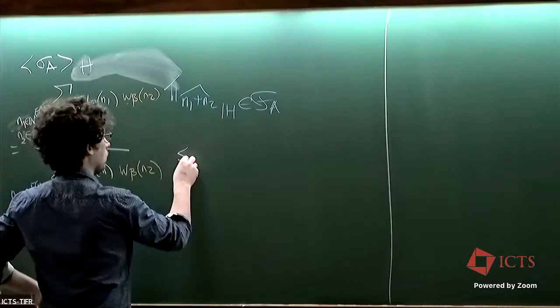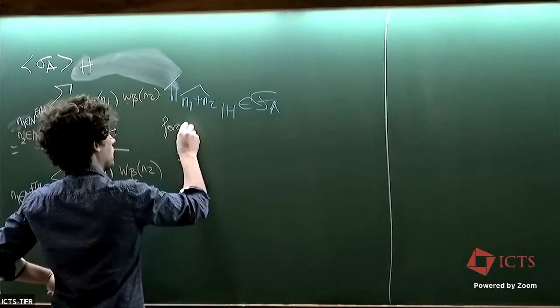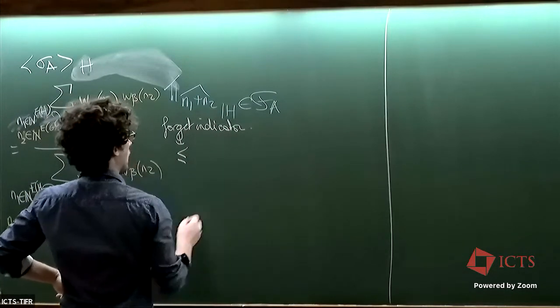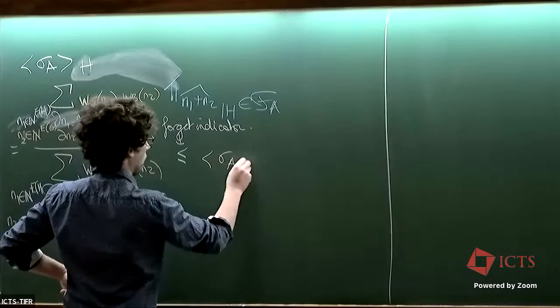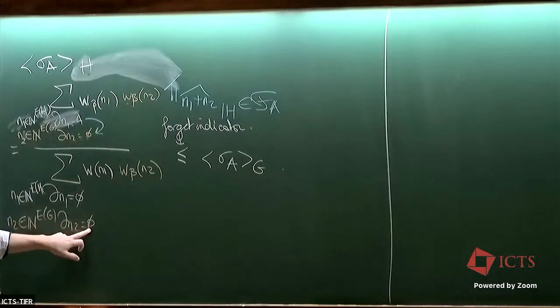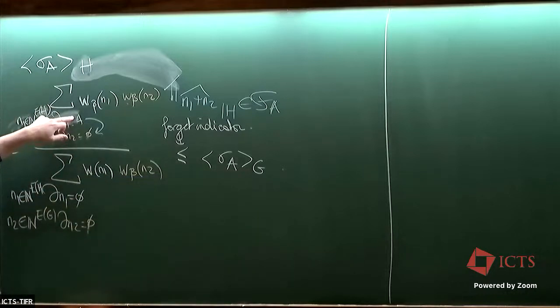So this is smaller, so if I forget the indicator, I get just sigma A G. Why? Because now the second current is in G, has sources A. I divide by the same sum with sourceless. This gives me sigma A G. And the first current has sourceless and sourceless. So in fact, I can just erase these two sums. So you see, it's very direct that you have the monotonicity.